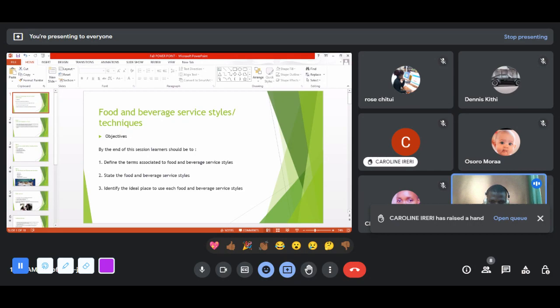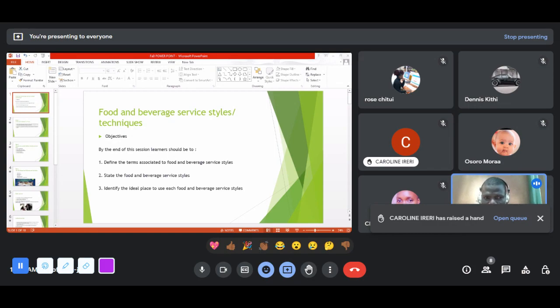Anyone from the class? Yes, Carol. I think these are techniques or methods used when serving. Yes, these are methods used when serving. So definitely, we can say these are methods that are employed during food and beverage service, for both the beverages and the food.